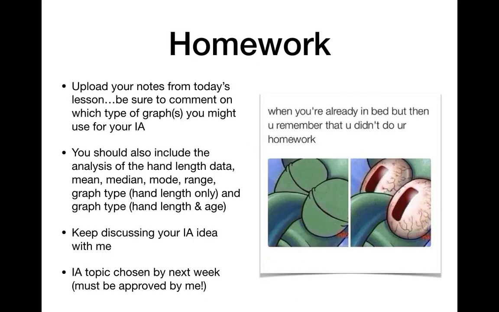Okay, so your homework, upload your notes from today's lesson. Make sure in the split page you're commenting, okay, what kind of graphs would work for my IA? What should I be doing for my IA for that? Make sure you also include the analysis for hand length data, right? Mean, median, mode, range, the graph type, and the graph type for hand and age as well as just hand length. If you haven't already, make sure you're deciding your IA topic with me.